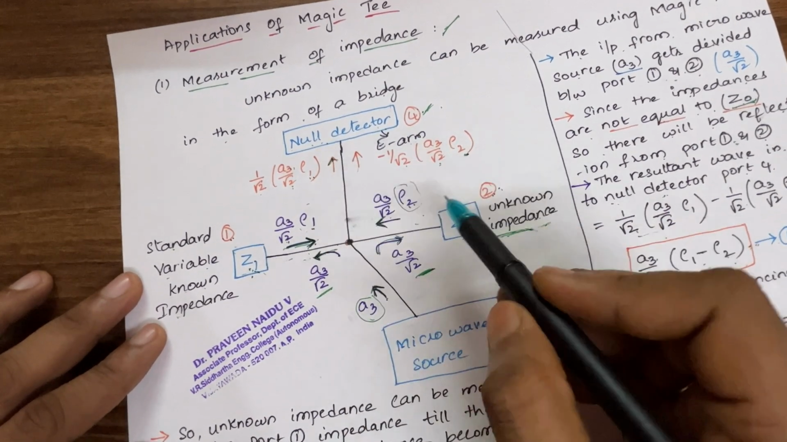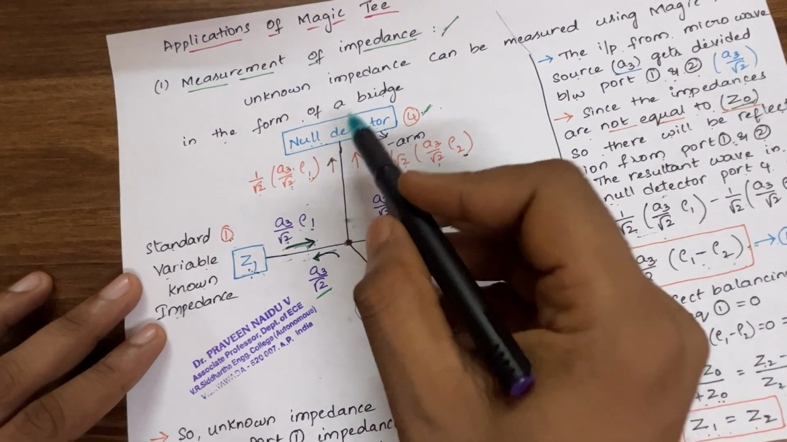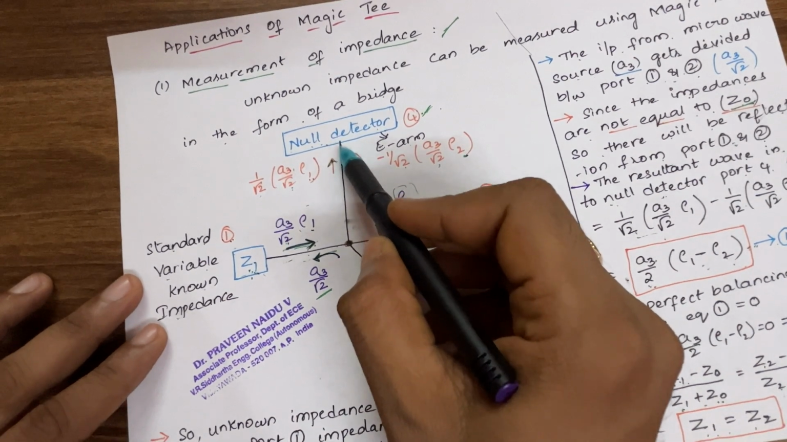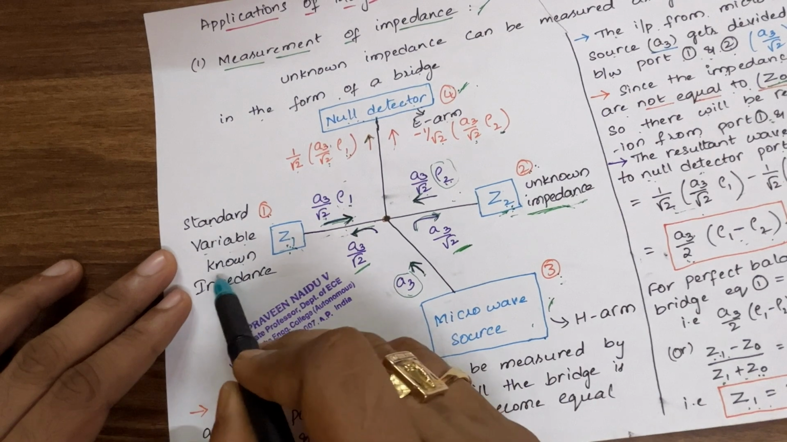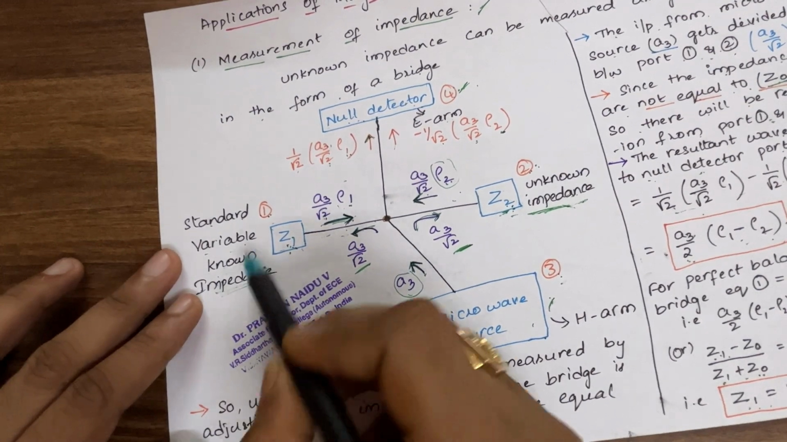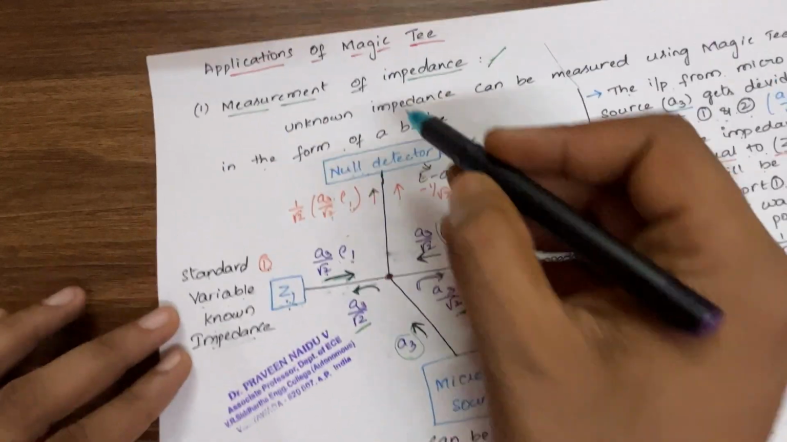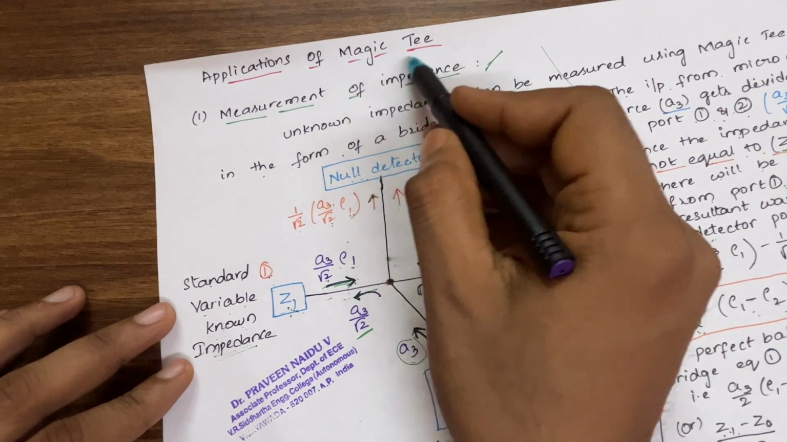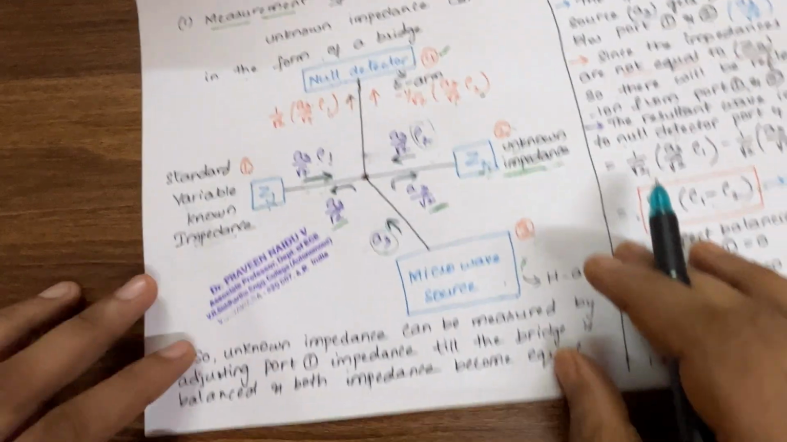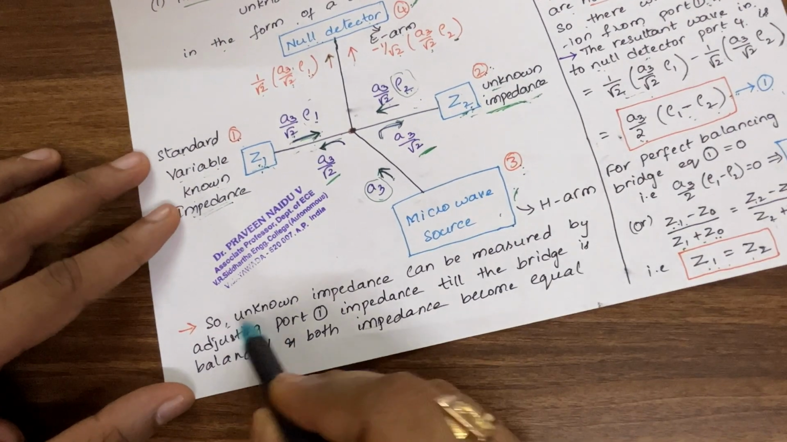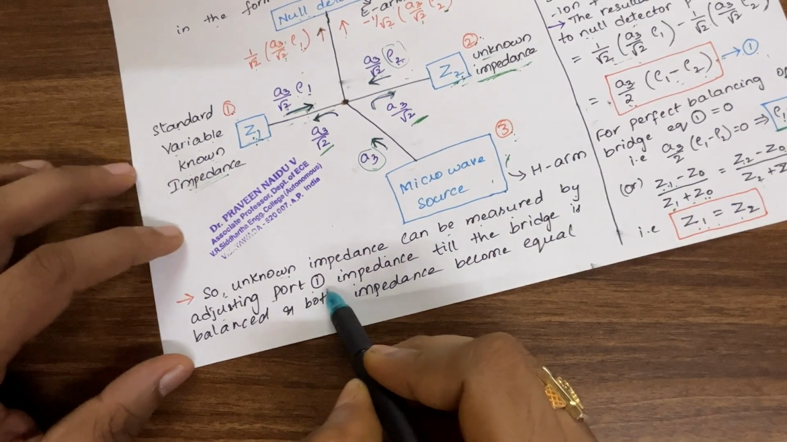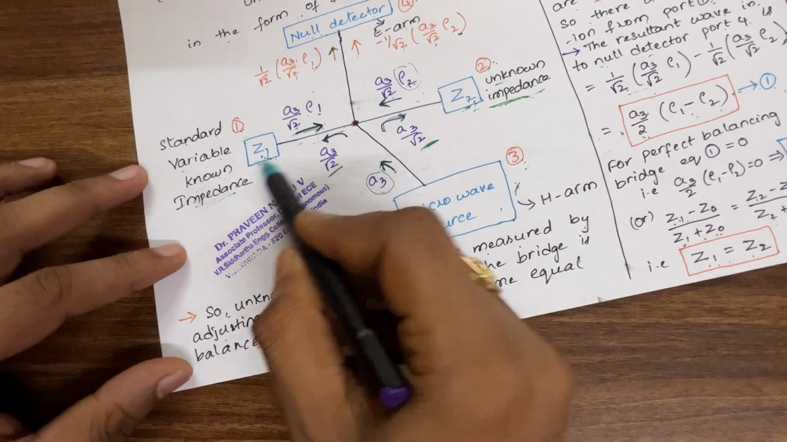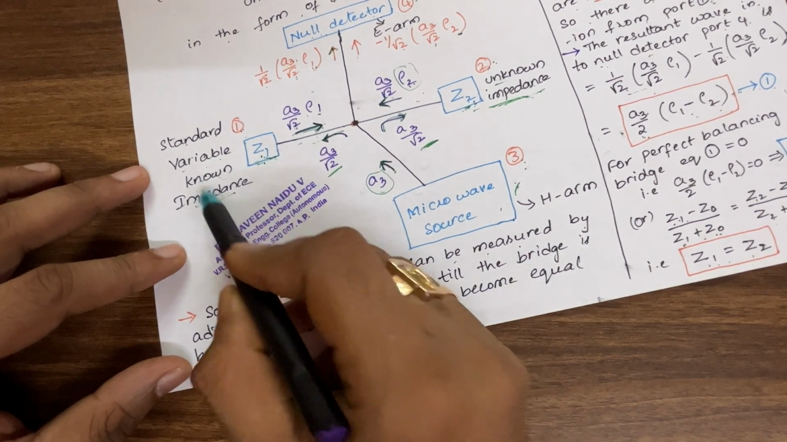That is how we are going to measure the impedance. That means till it shows the null value, we are going to vary the known impedance value. Thereby we are going to measure an unknown impedance by using the magic T. So very useful. So unknown impedance can be measured by adjusting port 1. Adjusting port 1 is what? Adjusting the known impedance value, because it's a variable impedance.